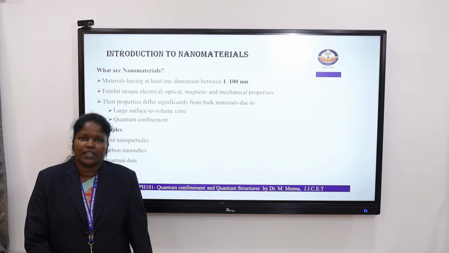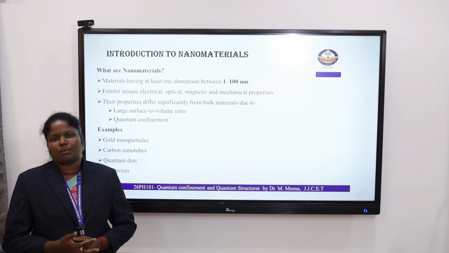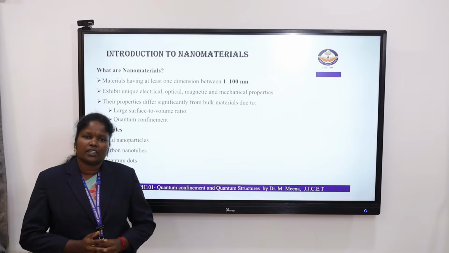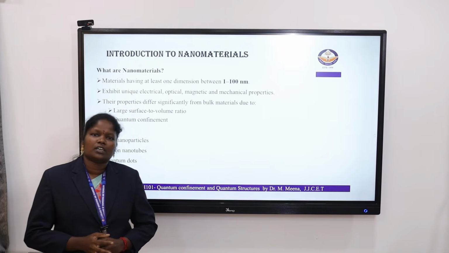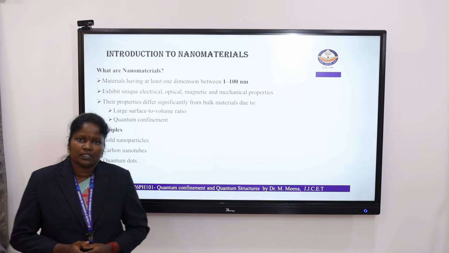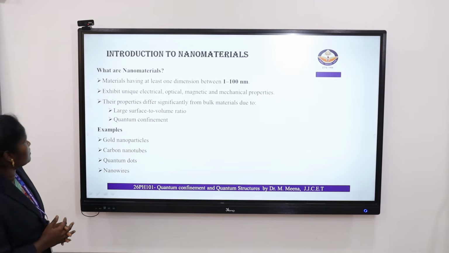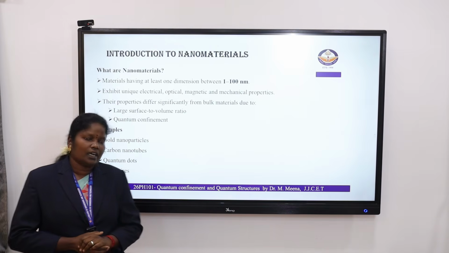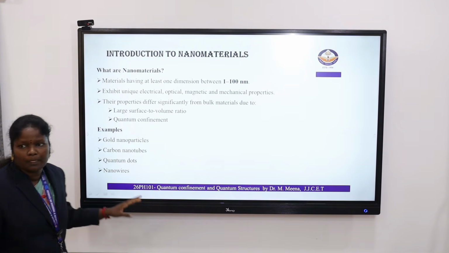Introduction to nanomaterials. Why do we study nanomaterials? Small size, big difference. That is the matter of nanotechnology. Nanomaterials have at least one dimension in 1 to 100 nanometers. The nanomaterials exhibit unique electrical, optical, magnetic and mechanical properties. The properties differ significantly from bulk materials due to large surface to volume ratio and quantum confinement. For example, gold particles, carbon nanotubes, quantum dots and nanowires.